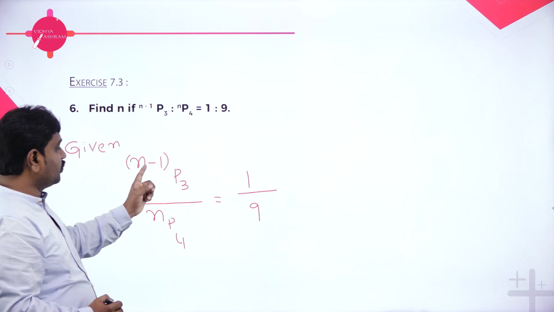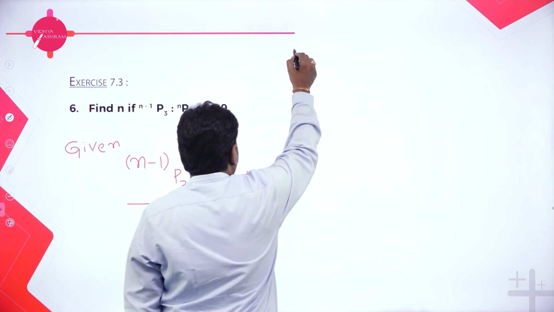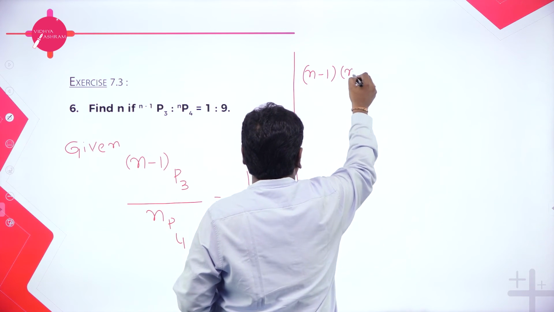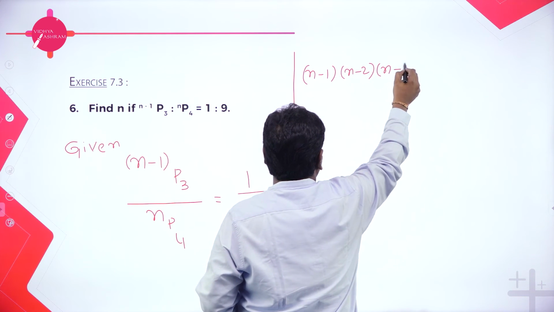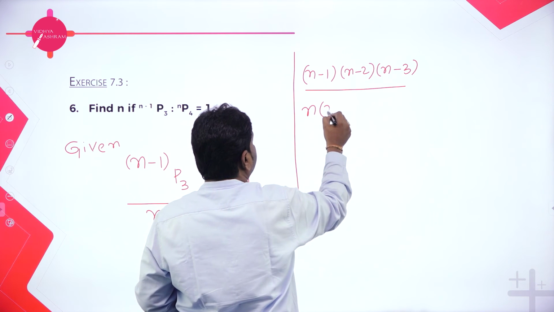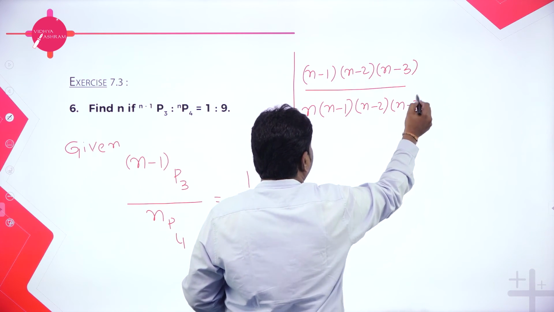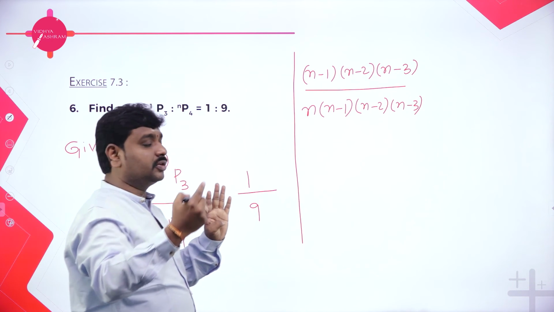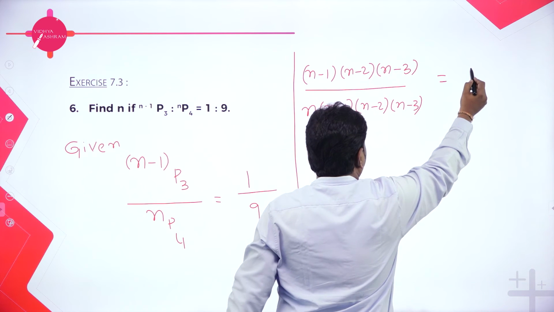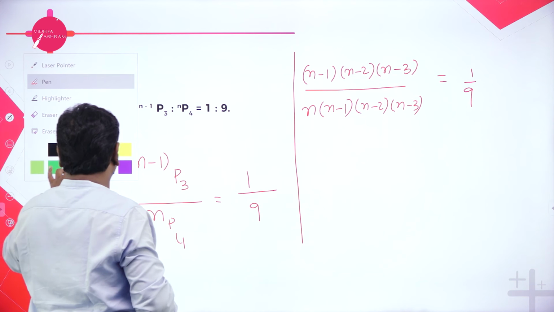Now (n minus 1)P3 means 3 terms I should expand. So it will become (n minus 1) into (n minus 2) into (n minus 3), divided by nP4, which means from n, 4 terms: n into (n minus 1) into (n minus 2) into (n minus 3). 4 terms, 1, 2, 3, 4, you stop it, is equal to 1 by 9.